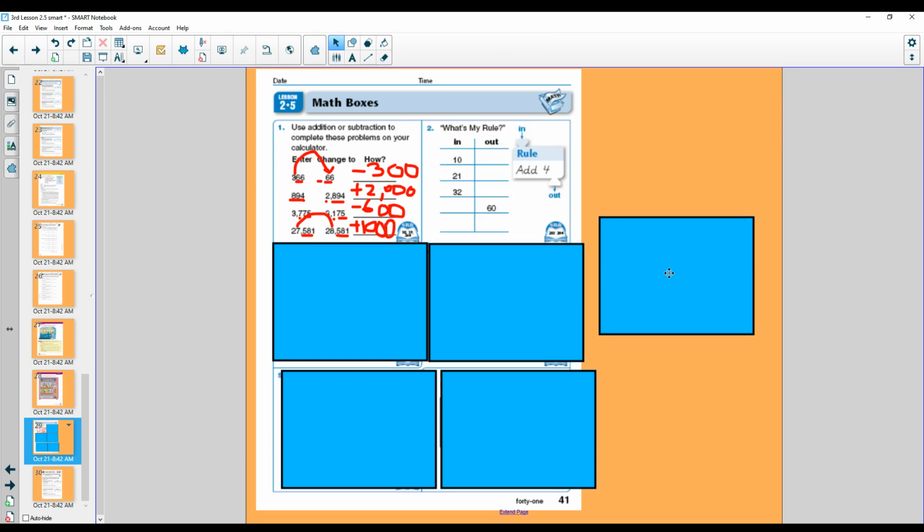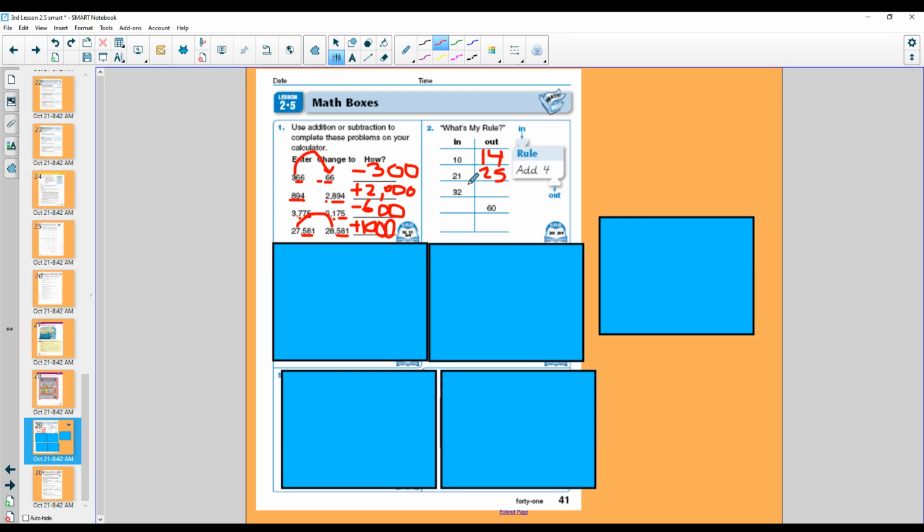All right, let's go on to number 2. The rule is add 4. All right, hopefully you got this one. This one is starred in my book, which means this is one third graders should be able to do on their own. 10 plus 4, 14. 21 plus 4, 25.